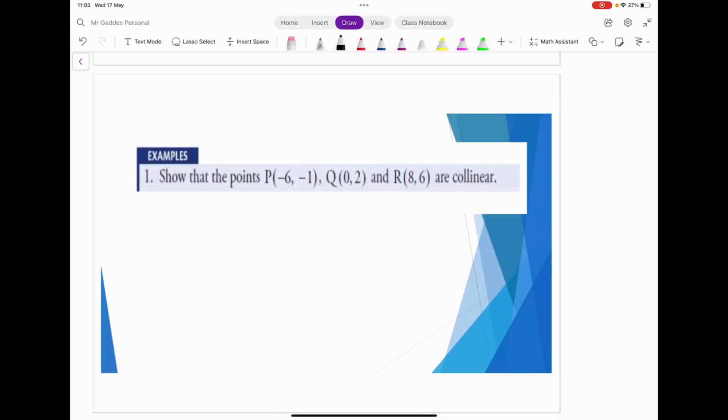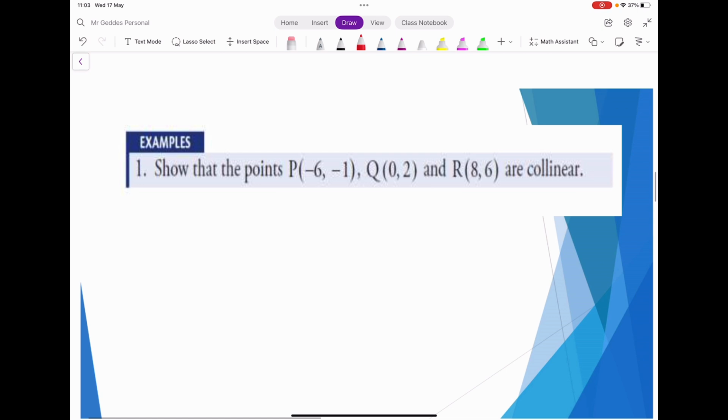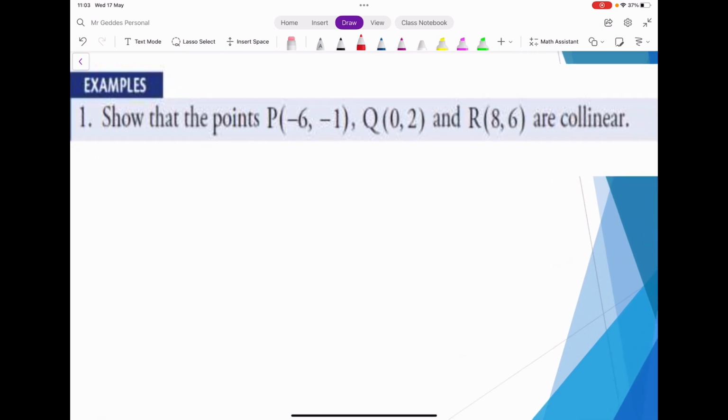Okay, I can't, never mind. So we're going to show the points are collinear. So the first thing we'll do is we'll find the gradient from P to Q. And of course y2 minus y1, so that's 2 minus negative 1 over 0 minus negative 6. That's 3 over 6, that's going to give us 1/2.